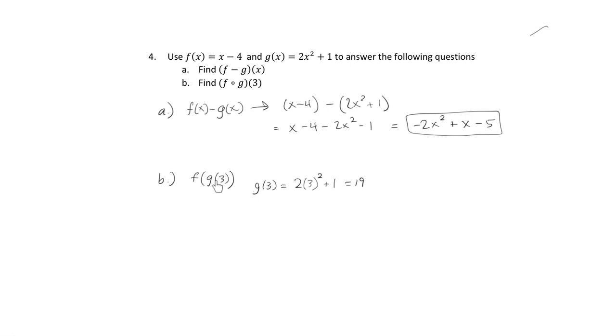So this g of 3 can be replaced with 19. So instead of f of g of 3, we replace this g of 3 with 19 because they're equal to each other. So now we have 19 as an input into the f function. So the f function is input subtract 4, and the input is 19. 19 subtract 4 is 15.